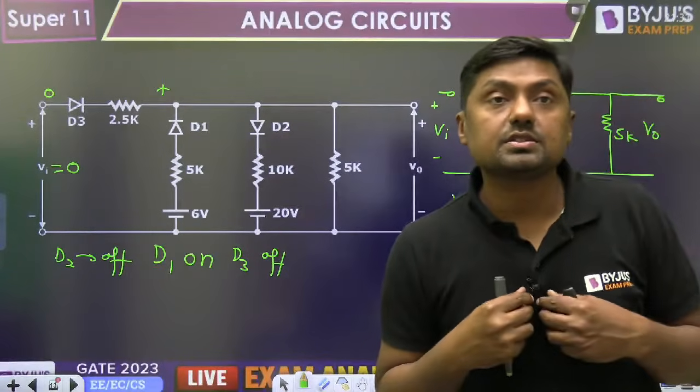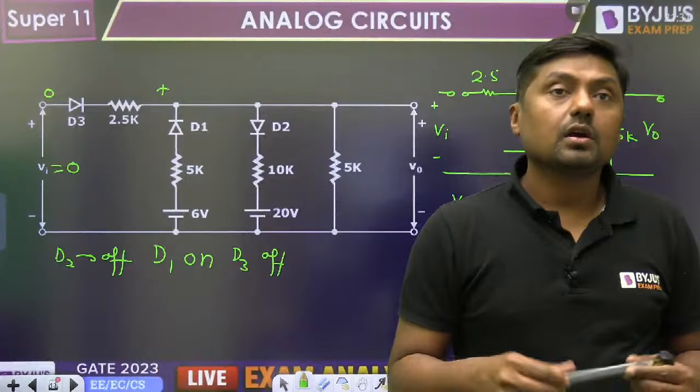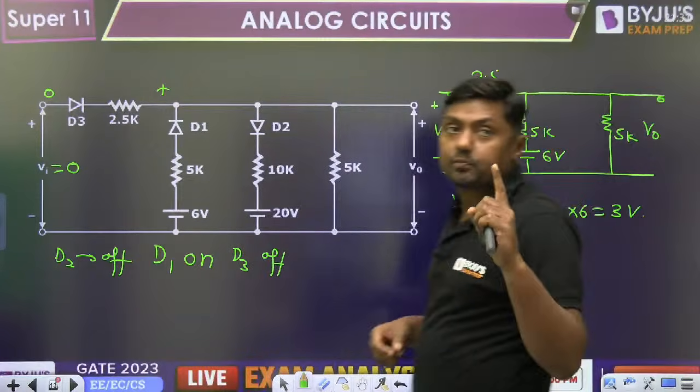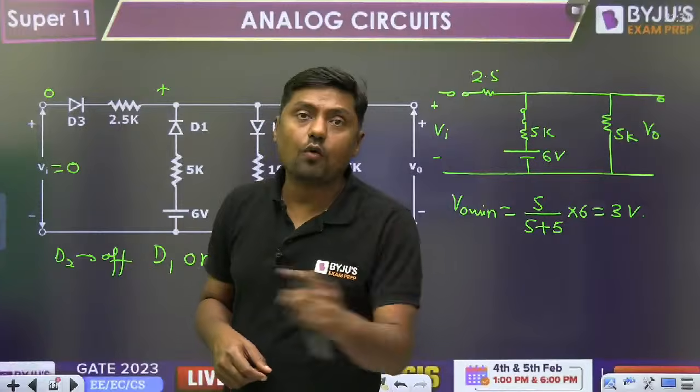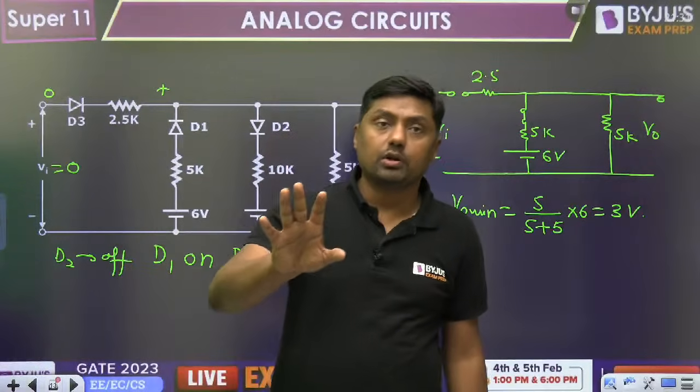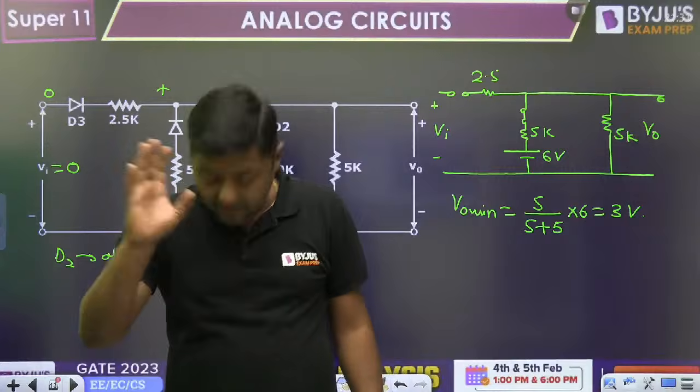D1 is on, D3 is off. Once you get the idea about the diode, it is a question of network only.